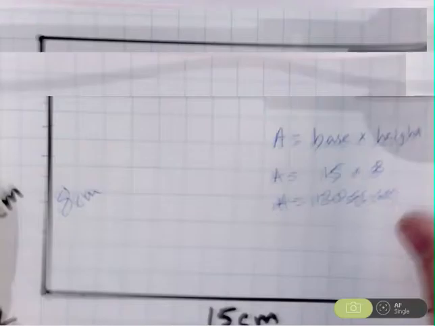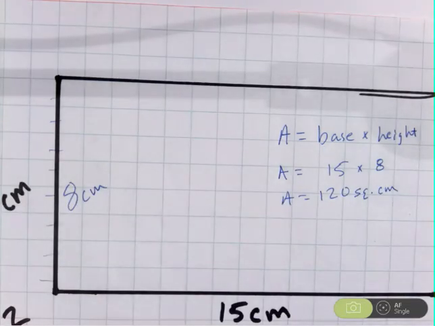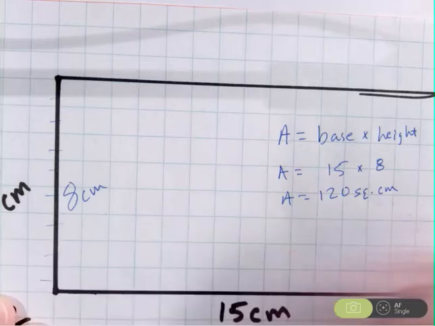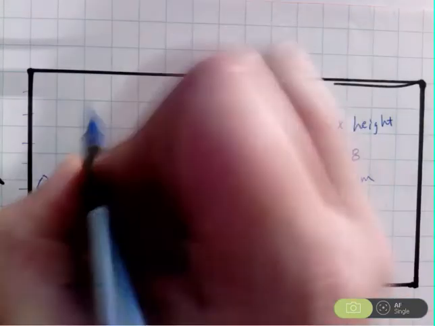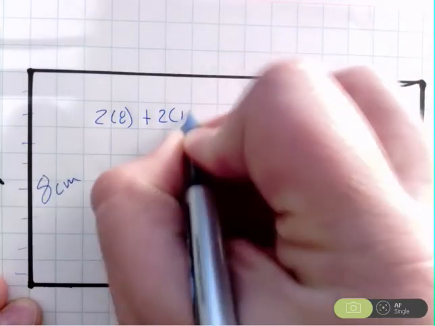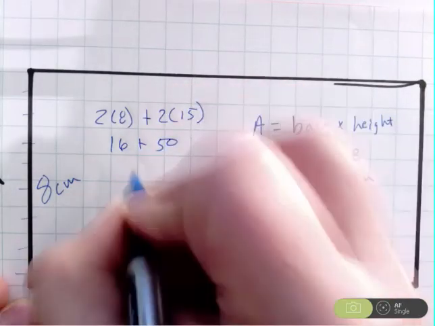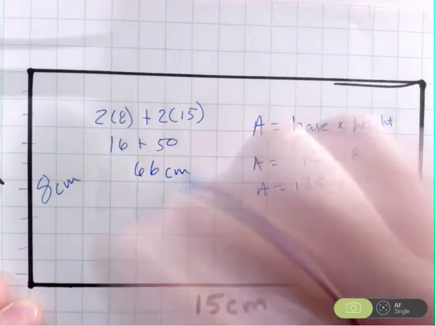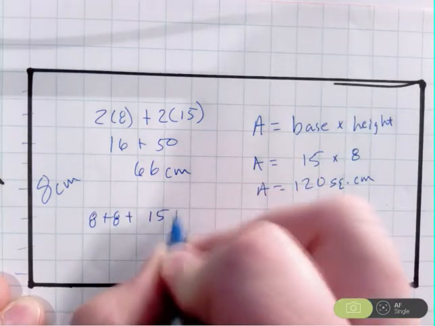Let's look at the perimeter of this other rectangle that we had here. So again, this is going to be 8 on both sides, 15 on top and bottom. So we're going to have 2 times 8 plus 2 times 15. So that's 16 plus 50 is 66 centimeters. Or 8 plus 8 plus 15 plus 15.